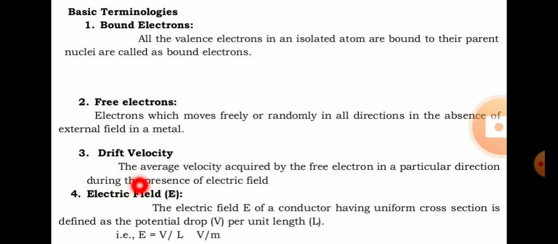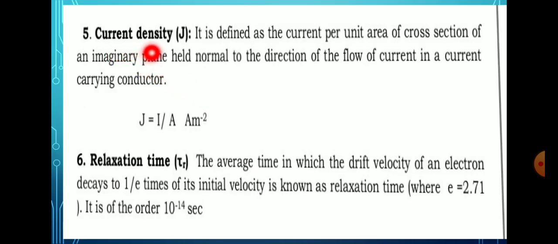Then the next one is electric field. Electric field is denoted as E, and it is familiar to us. E is equal to V by L, where V means potential drop and L means unit length. The electric field E of a conductor having a uniform cross section is defined as potential drop per unit length. E is equal to V by L. The SI unit of voltage is volt and of L is meter, so the unit of E is V by m.